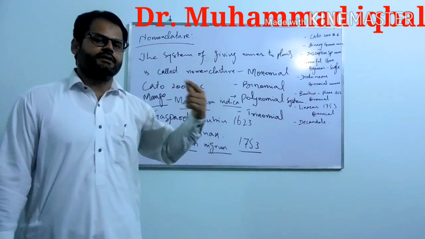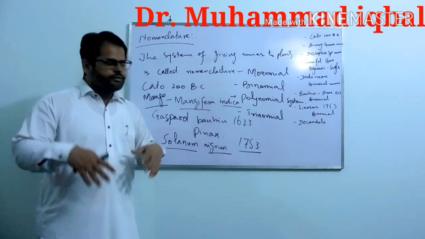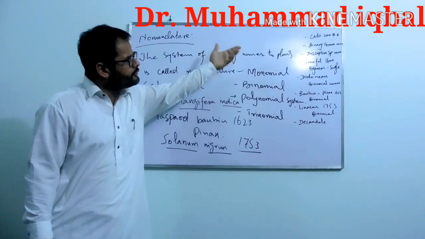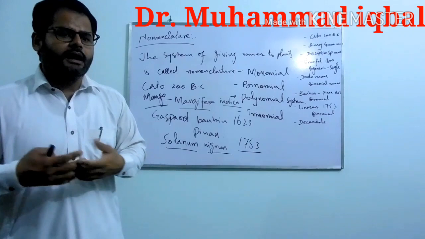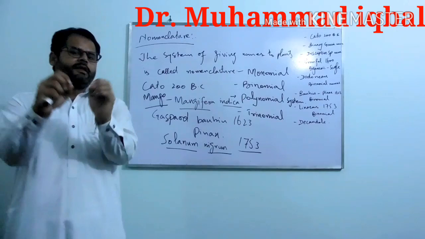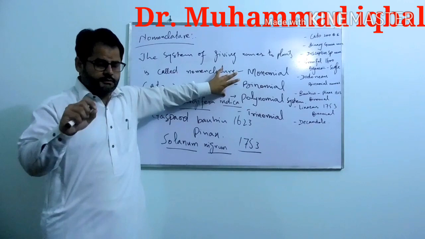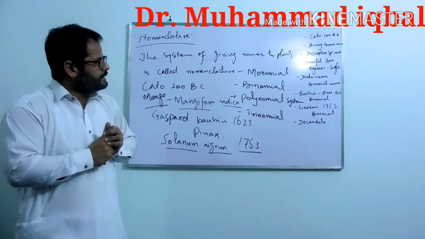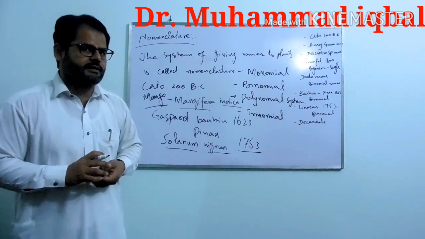So here a question arises in the mind: human civilization is very old, it may be considered as before Cato. So before Cato, how did people name the plants? The people used to name the plants, but those names were common names. We will give a short explanation of the common name of the plant. What is a common name?